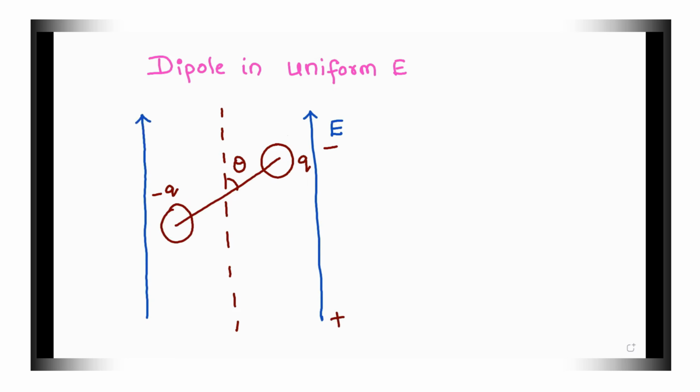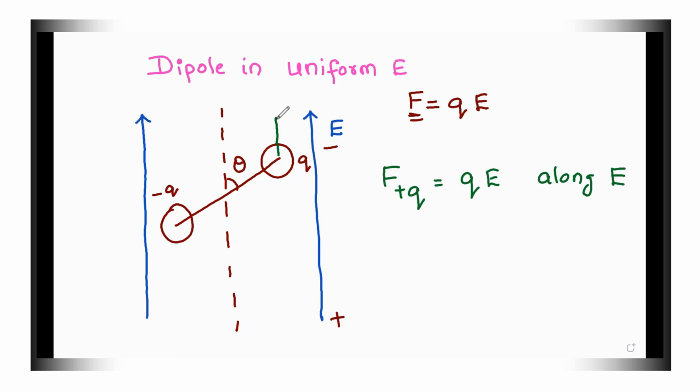We have learned that any charge, when it is placed in an electric field, will experience a force. How much is the force? F is equal to QE. Since F is a vector quantity, definitely there will be a direction also. If it is positive, it will have the tendency to go to negative. So the force on plus Q will be equal to QE along the direction of the electric field. Along E. Why? Because this is positive and it will always be towards the negative. So you can draw the QE like this.